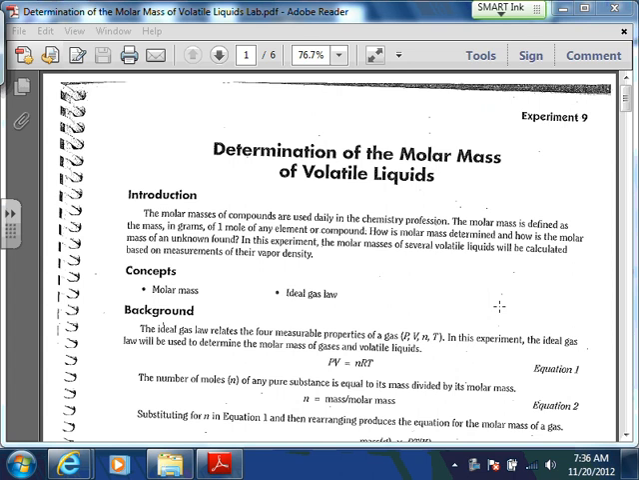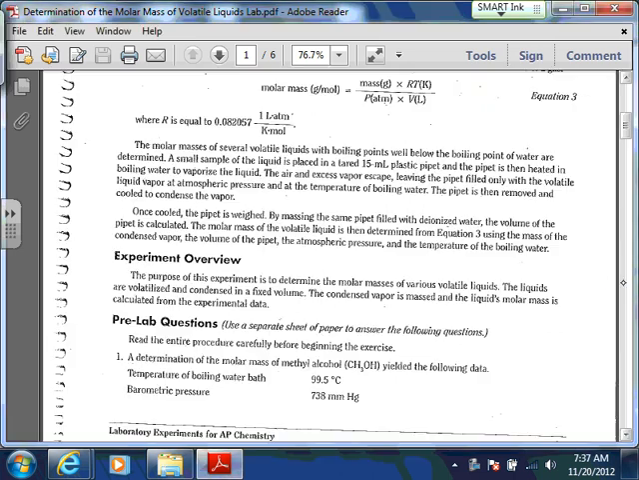Okay, I'm going to explain a little bit about the determination of the molar mass of volatile liquids lab. This one's not too difficult as far as the calculations. I think you guys will be okay here. One of the harder things about this one, I think, is just understanding why exactly we are doing everything that we're doing in this lab.